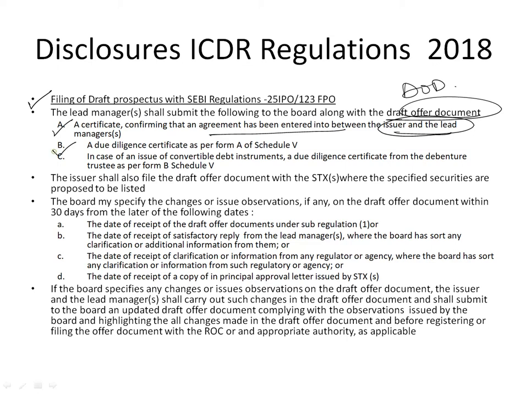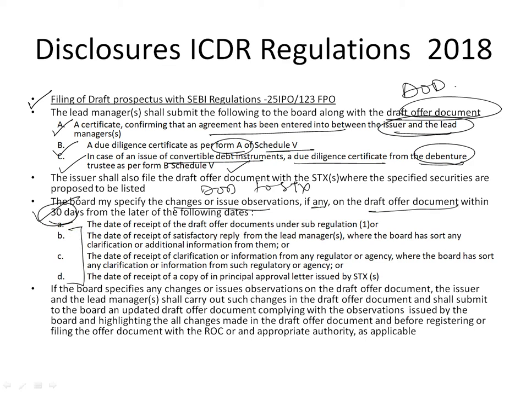A due diligence report certificate as per Form A of Schedule 5. In case of any issue of convertible debt instrument, a due diligence certificate from debenture trustee from Schedule 5 and Form B. Now, they are also required to file the draft offer document to the stock exchange where the securities are proposed to be listed. The board may specify the changes or issue observation, if any, on draft offer document within 30 days from the later of any of these four incidents.